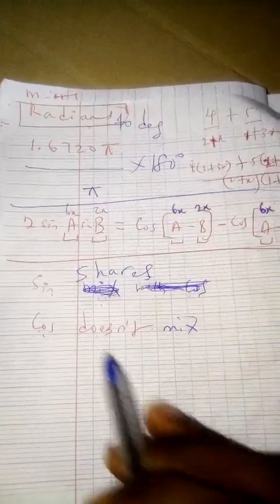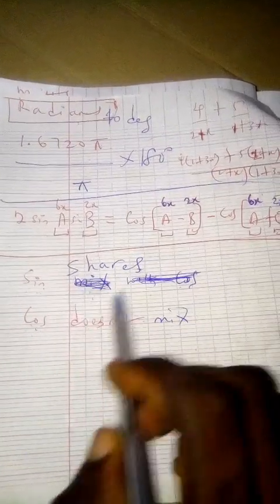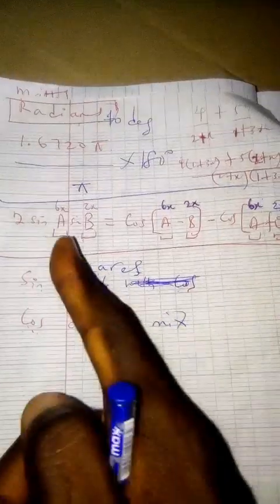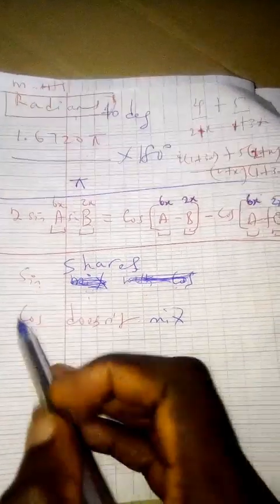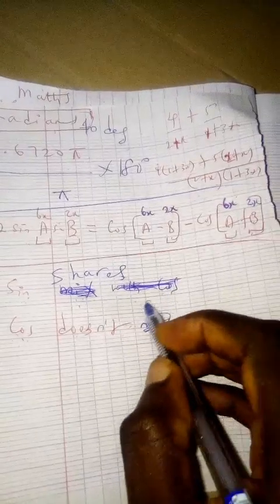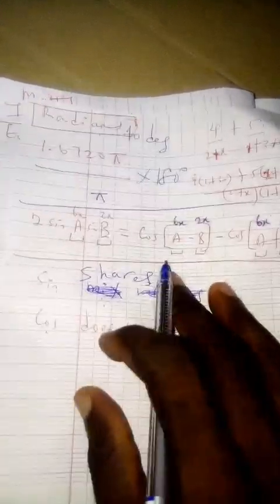So let's look at this situation. Whenever you see sine, you have to remember that sine shears everything. So if you see something like sine A sine B, this is not shearing. That means it's cosine, because cosine doesn't shear. Let me write a variable for you. Cosine doesn't shear, but sine shears.